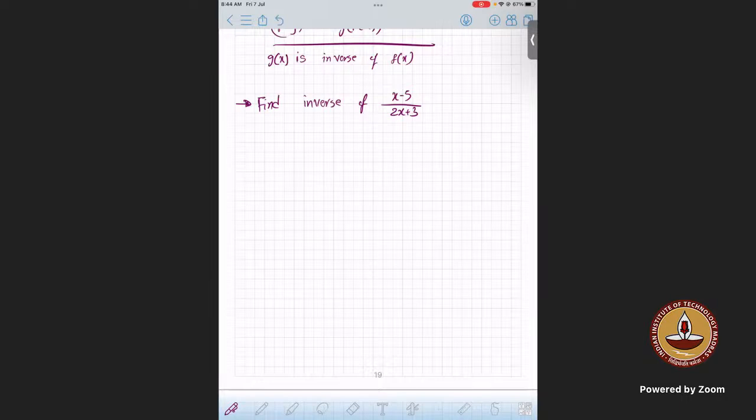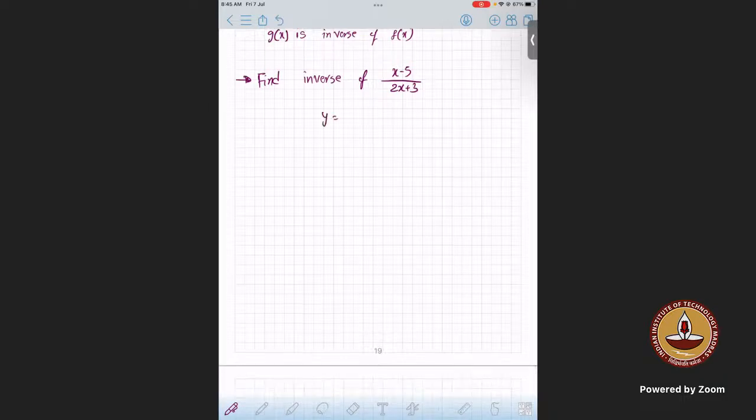Yes. Find the inverse of (3y+5)/(1-2y). Okay, I'm solving this. What is it equal to? y equals (x-5)/(2x+3). Then 2xy + 3y = x - 5. Right.